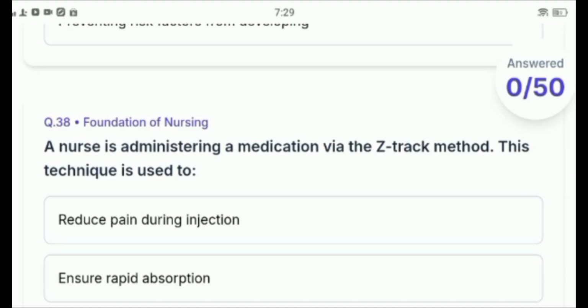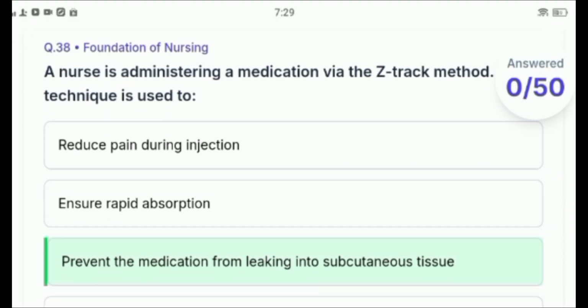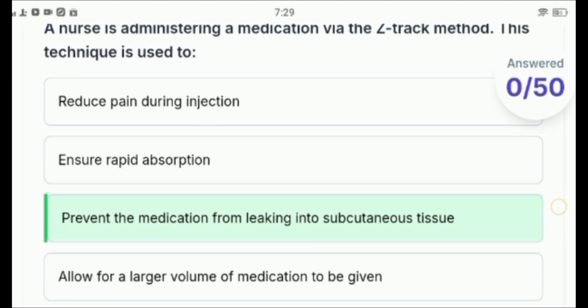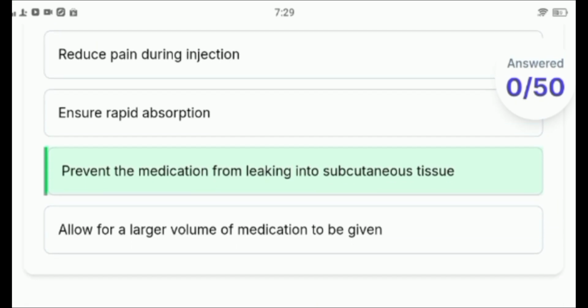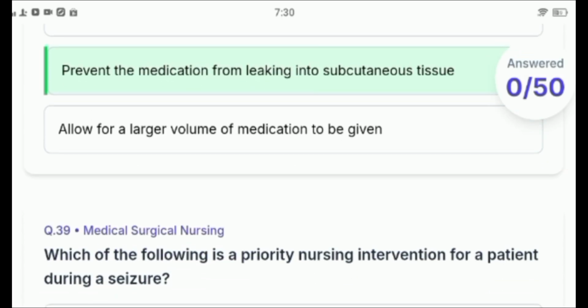38. Foundation of nursing. A nurse is administering a medication via the Z-track method. This technique is used to A. Reduce pain during injections, B. Ensure rapid absorption, C. Prevent the medication from leaking into subcutaneous tissue, and D. Allow for a larger volume of medication to be given. So the correct answer is C.